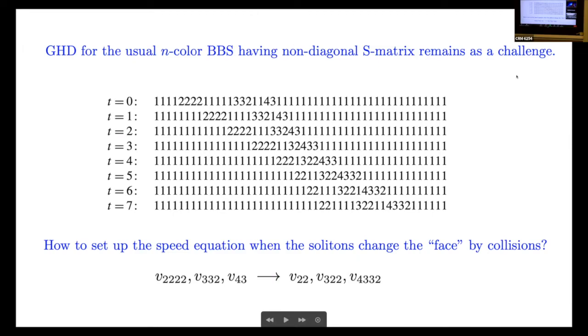Thank you. But still, I would like to set up the consistent speed equation which contains the changing solitons. I think it's a little more subtle than just applying, because the solitons are very complicated now. They carry numbers. But it's okay, we have to see. Yeah, I wish I was there.